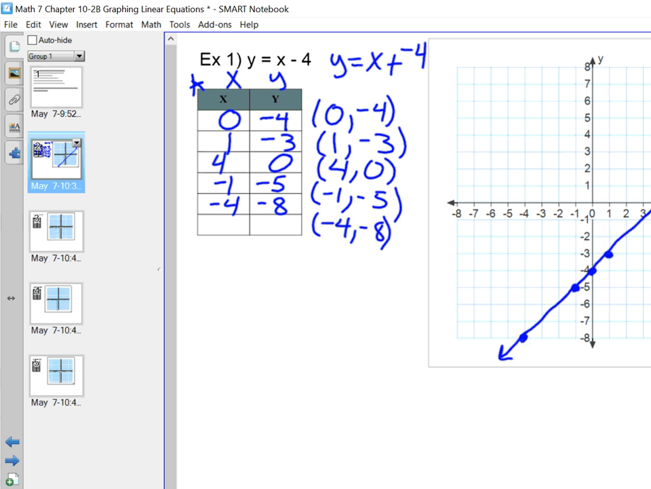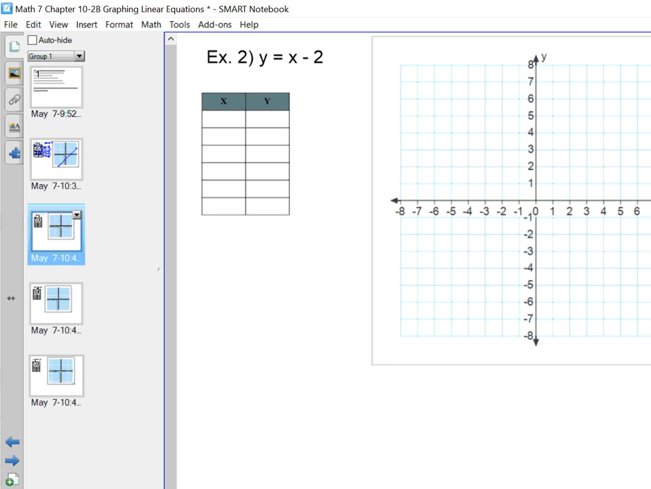Now if it helps you, go ahead and graph the points in pencil. And that way, if you need to make a change, you can do so. But then, please graph your line using a colored ink pen. It's very helpful to see what you're doing. Let's look at example 2.